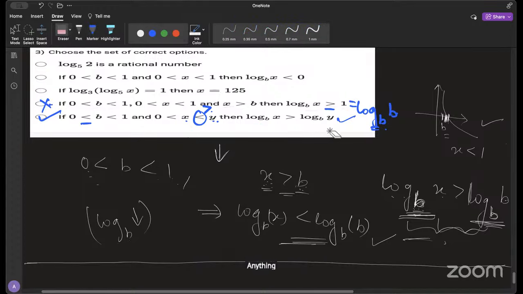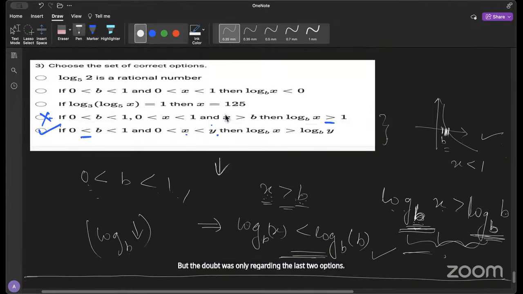Anything else that anyone wants to discuss? Log scenarios. Option 3 is also correct, I think. But the doubt was only regarding the last two options. We have not tried the first three.